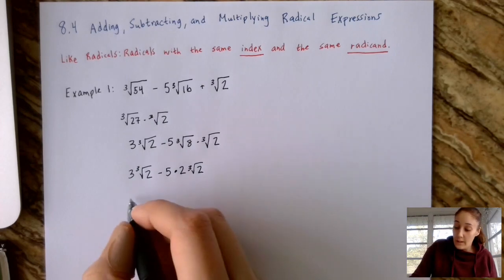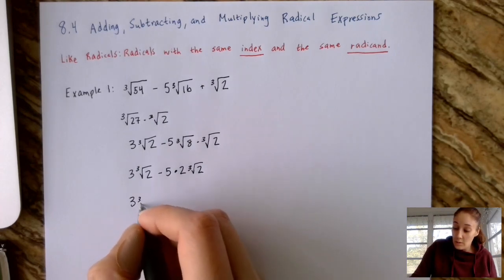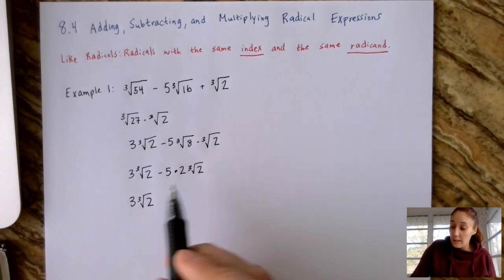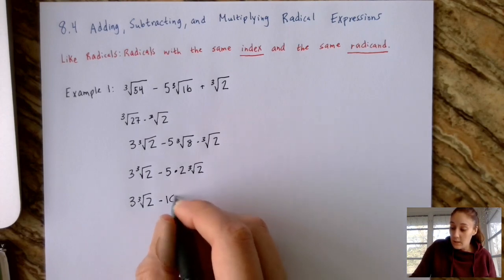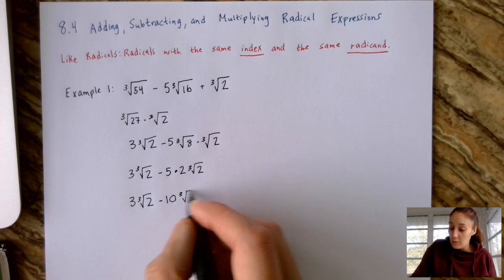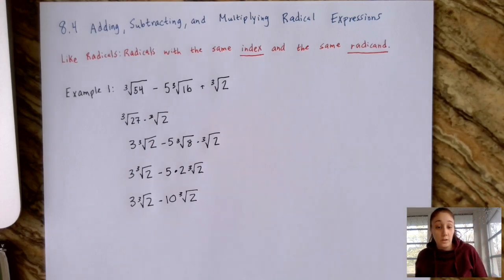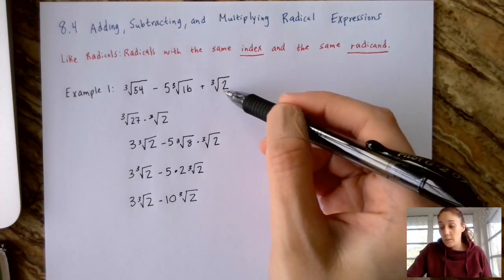Alright, so far what I have is 3 times the cube root of 2. I can simplify this by doing negative 5 times 2, and that's negative 10. And then I can bring down the cube root of 2. So far things are looking good because I still obviously have the same index, but now my radicands are starting to match. And then the last one, there's nothing to do.